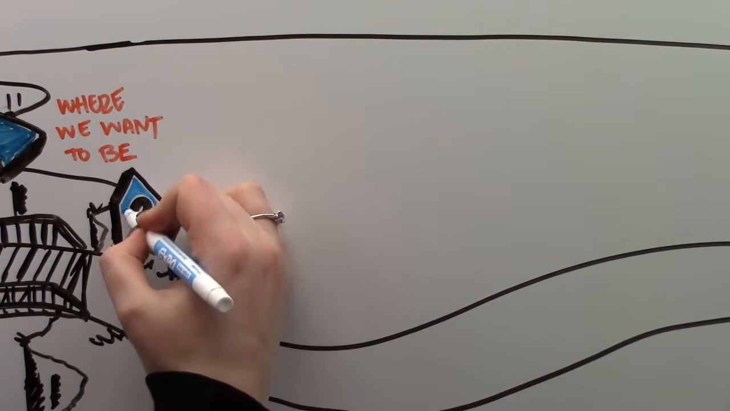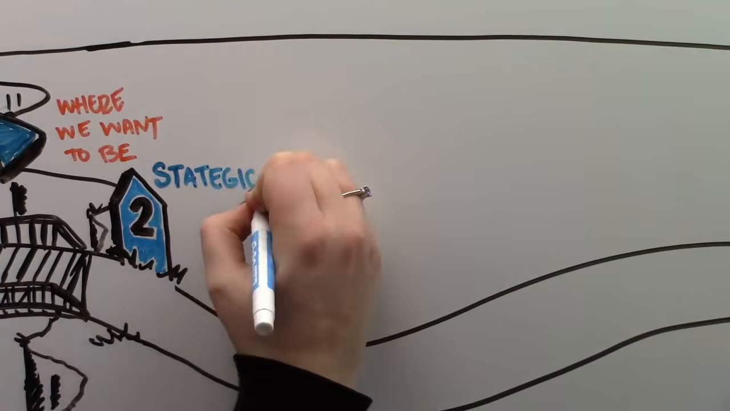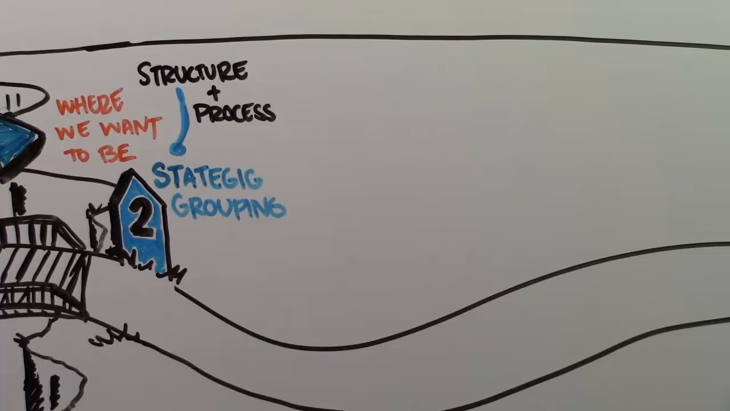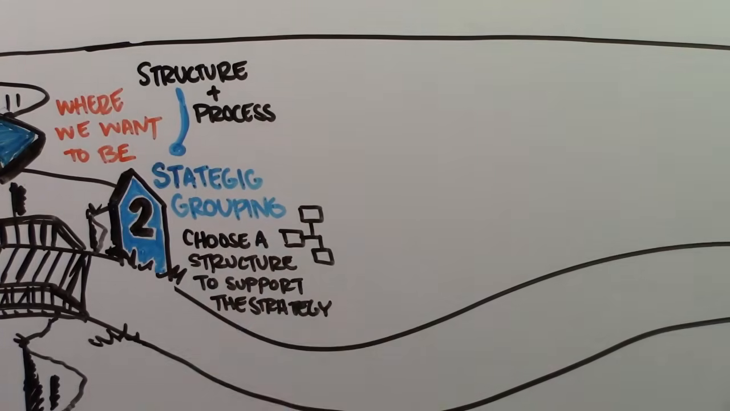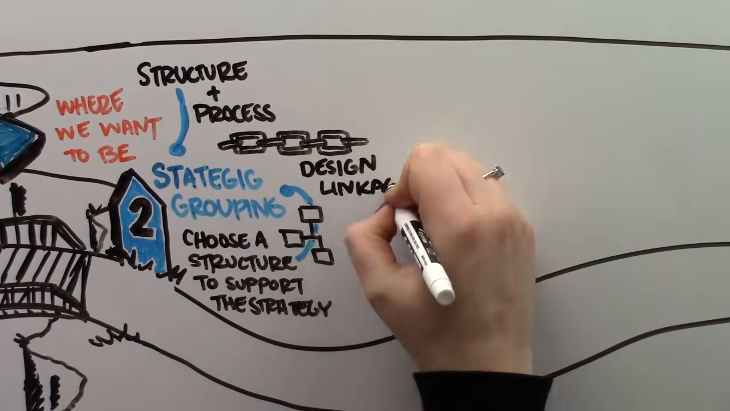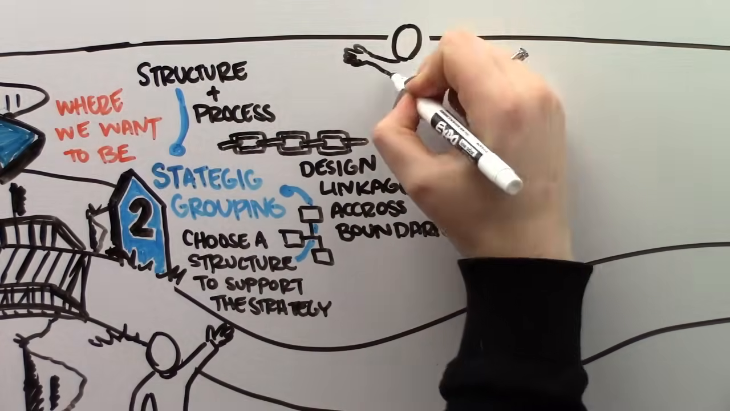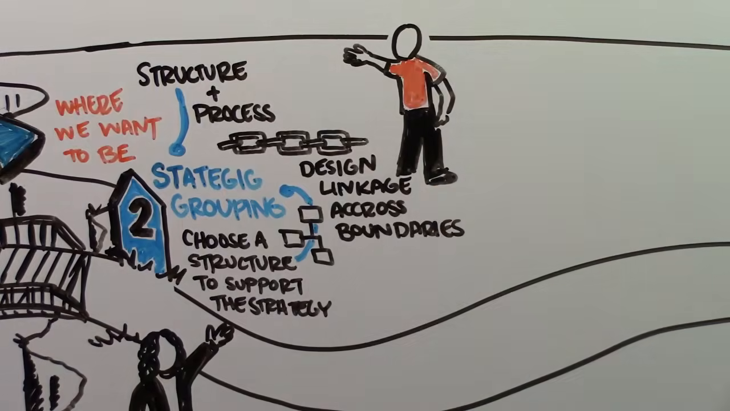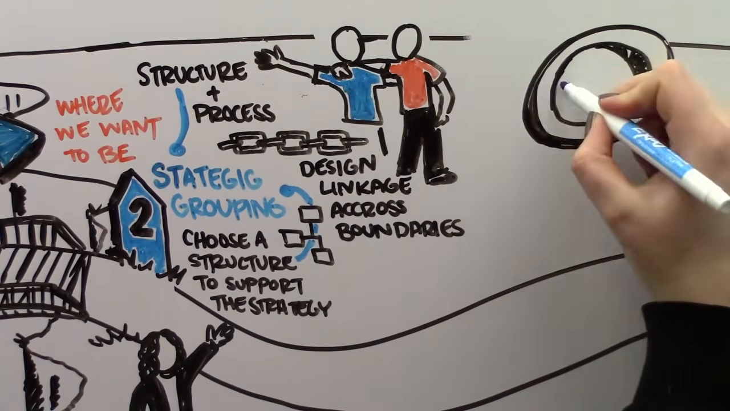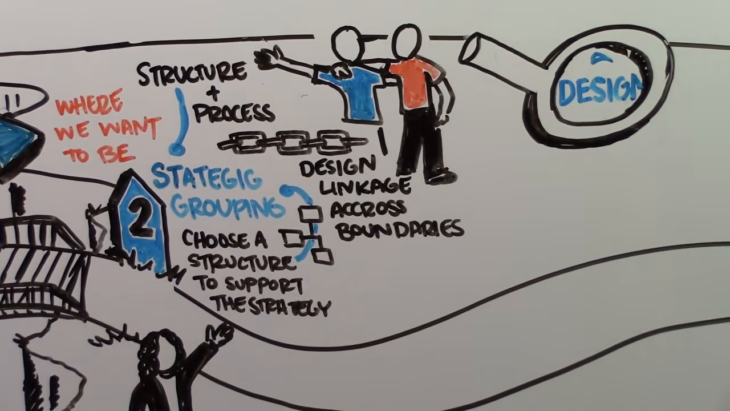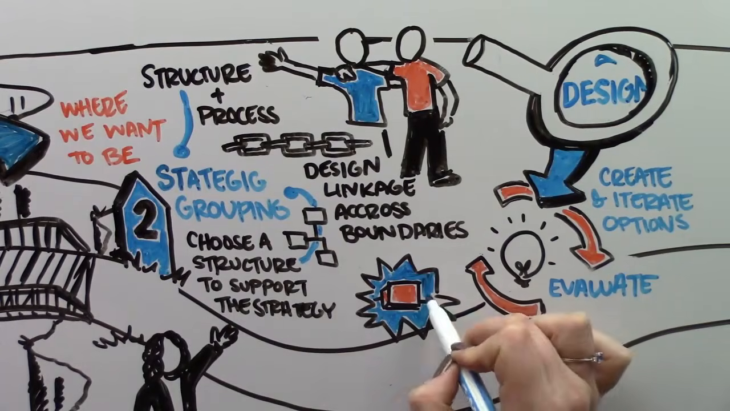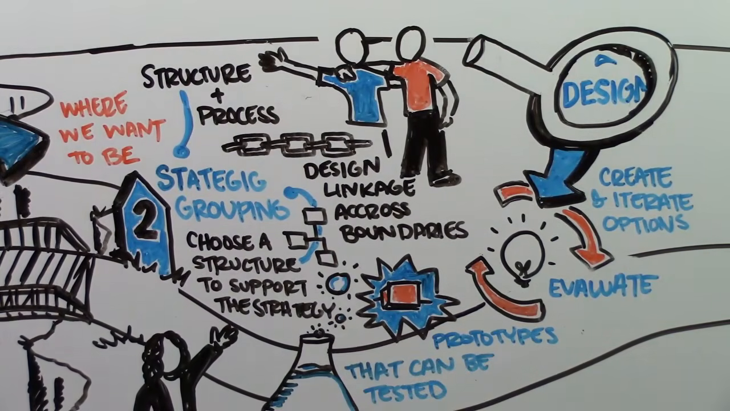From there, we can start our strategic grouping and integration work. Think structure and process together. We choose a basic structure that supports the strategy and begin tying the pieces together, intentionally designing the points of linkage across boundaries. We tend to do this work in a very participative way, involving people from across the organization. We really focus on the design in organization design to create and iterate options, evaluate them, and create prototypes that can be used and tested before we make final decisions.